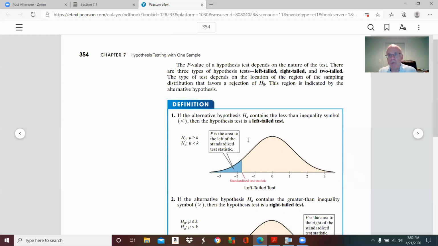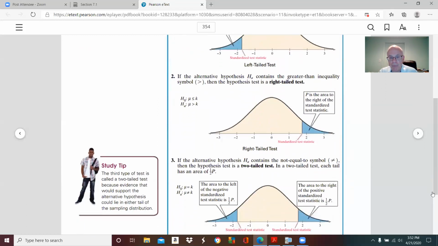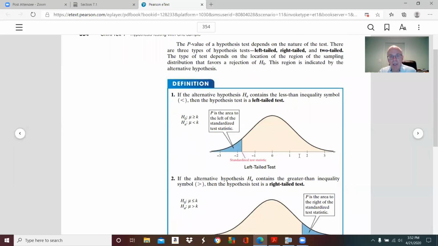Now, when we do a test, we're going to use the alternative hypothesis to determine which of these three tests we're going to use. What are these three tests? The first one's called a left tail test. And that's when the alternative hypothesis has less than in it. So we ignore the null hypothesis. This is not involved with the testing. We simply look at the alternative hypothesis and look at the symbol here. If the symbol says less than, notice it's pointing to the left. That's a less than symbol.